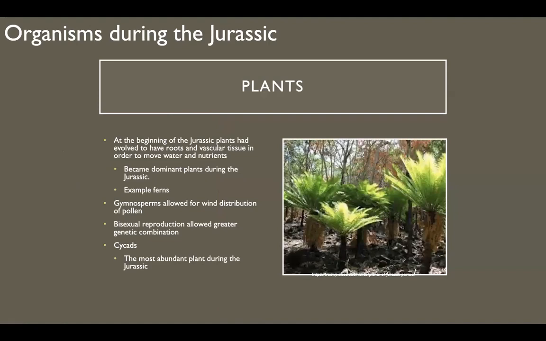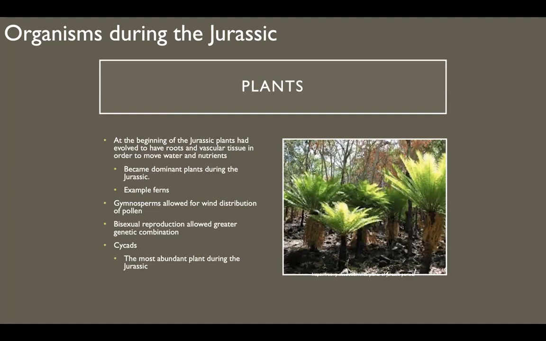So the plants during the Jurassic, at the beginning of the Jurassic, plants had evolved to start having roots and vascular tissues in order to move water and nutrients throughout them. And this became the dominant way plants evolved during the Jurassic. So an example of this would be ferns.